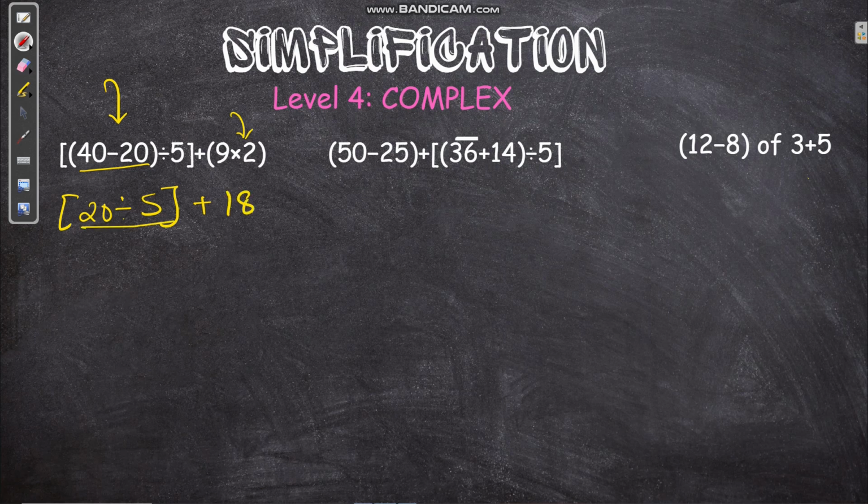So now you solve this bracket, so that is 20 divided by 5, which is nothing but 4. So you put the equal to sign, plus 18. 4 plus 18 is 22, and 22 is the correct answer. It looks complex, but it is very simple.